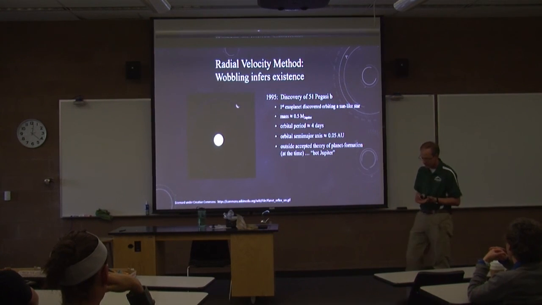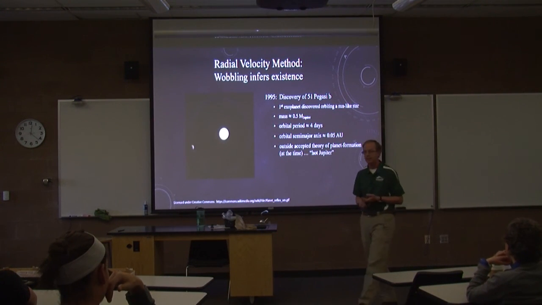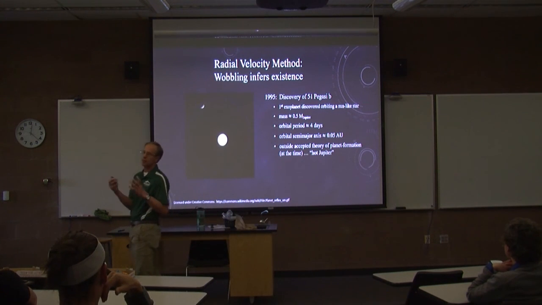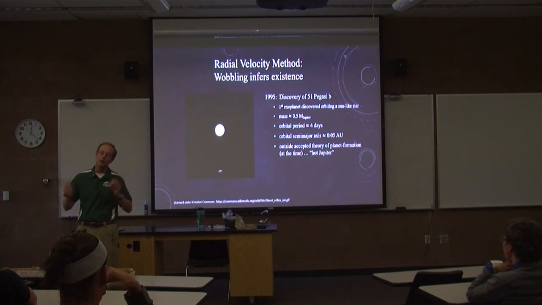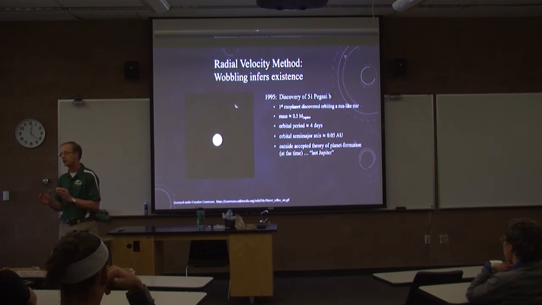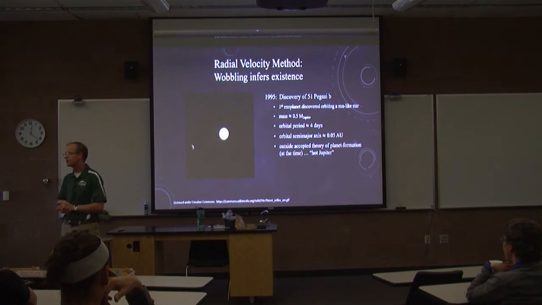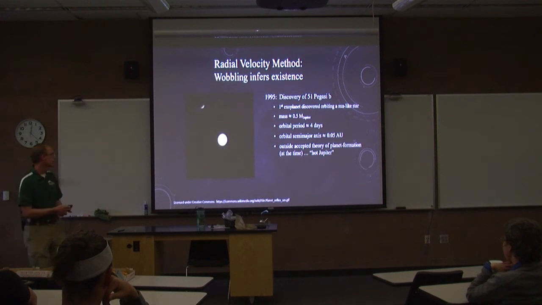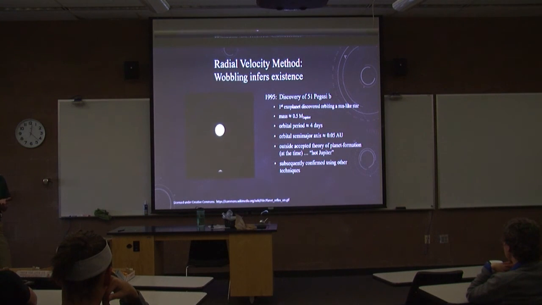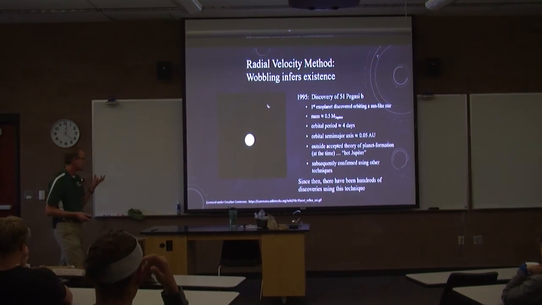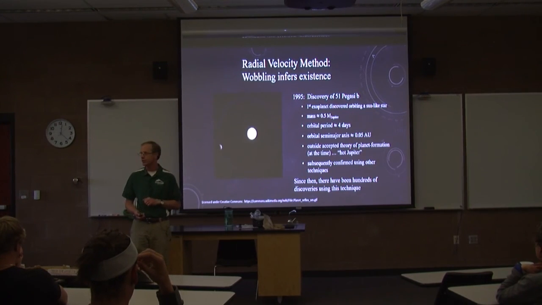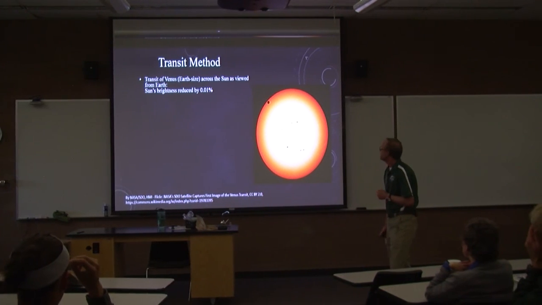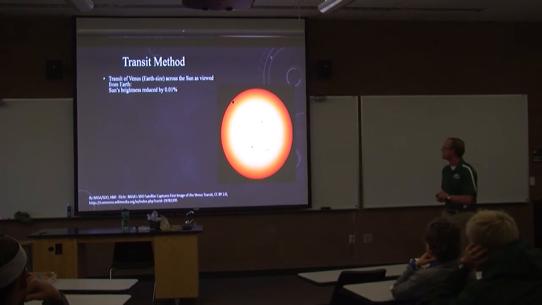Now, one of the problems this caused was that it was well outside the accepted theory of planetary formation. At the time, it wasn't even thought that you would get planets as large as Jupiter or larger very often, but you certainly would only expect those out in the far reaches of the solar system, not up inside the orbit of where Mercury is in our solar system. It was subsequently confirmed using other techniques, and there have been hundreds of planets discovered using this technique since 1995.